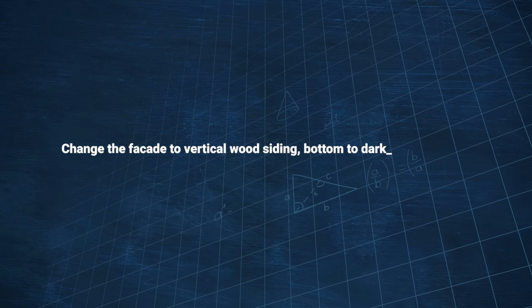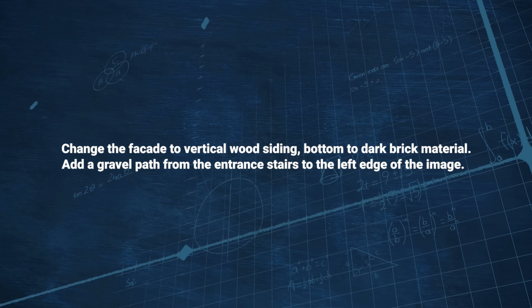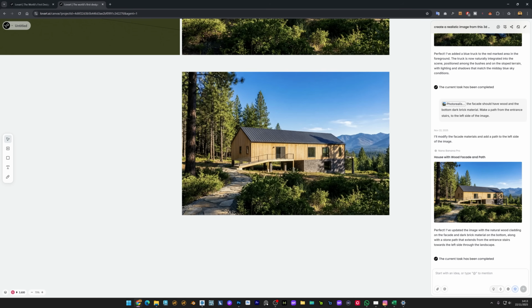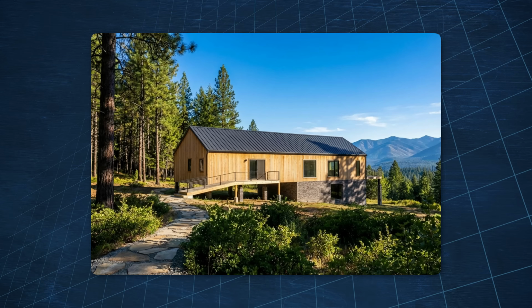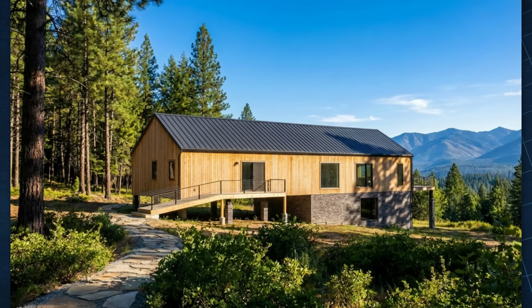Now let's try changing the materials. Change the facade to vertical wood siding, bottom to dark brick material. Add a gravel path from the entrance stairs to the left edge of the image. Much better. Perfect material change. The path looks natural and integrates well. And everything else stayed consistent.